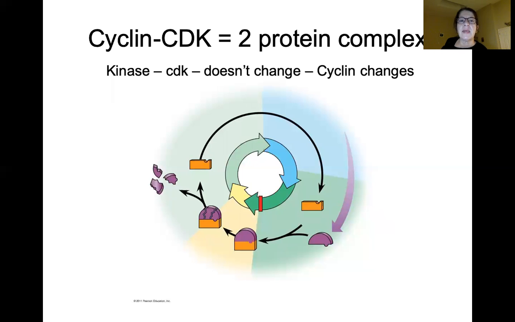So again, the cyclins are the regulatory subunit. So there's two proteins, the cyclin and the CDK. And the cyclin is not the enzyme. The enzyme is actually the CDK, but the CDK must be bound to the cyclin to be active. So the kinase, the CDK, doesn't change throughout the cell cycle. The cyclin is the one that appears and disappears periodically.